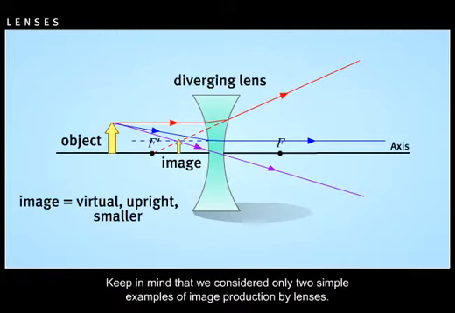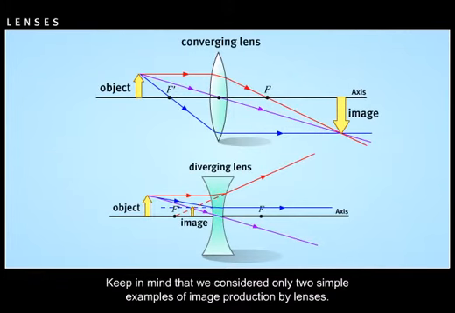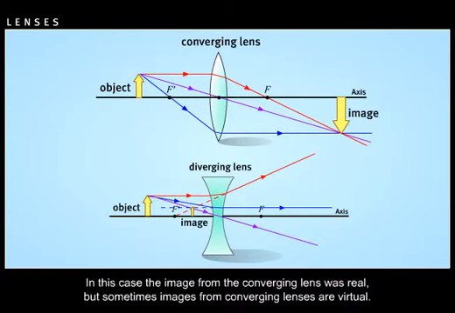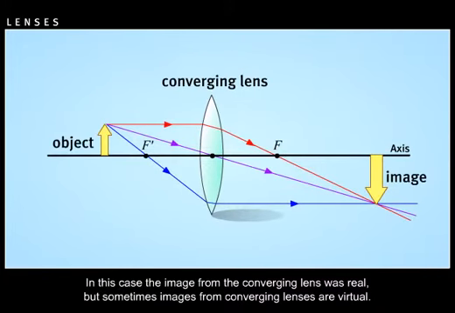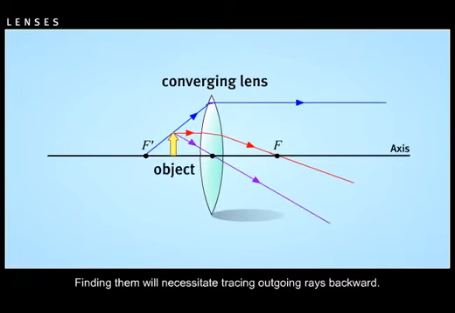Keep in mind that we considered only two simple examples of image production by lenses. In this case, the image from the converging lens was real, but sometimes images from converging lenses are virtual. Finding them will necessitate tracing outgoing rays backward.